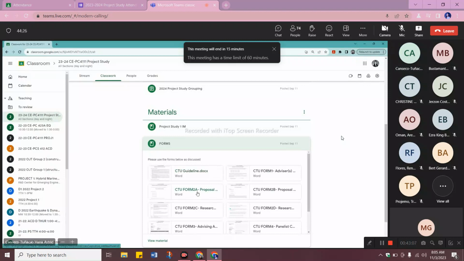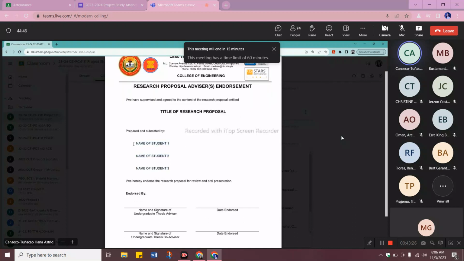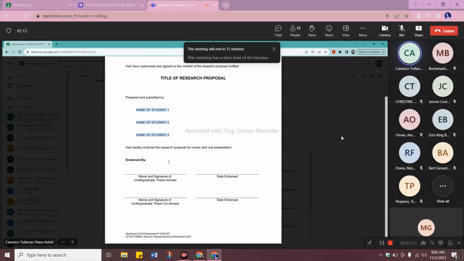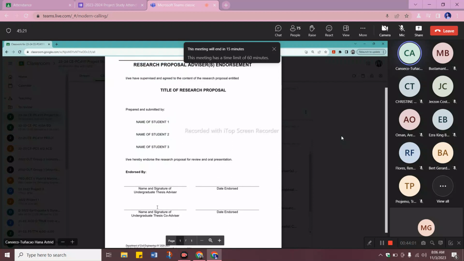Clear, ma'am. Okay. Let's have Form 2A. Form 2A is the endorsement. This is the first page of your proposal document. Here is the list of the students. The arrangement of the students shows who did the work, so the first student shall most likely be the lead, followed by the other two. Please take note that this shall not be alphabetical. This can be in the same sequence as Form 1. Then you have the signature and the date of endorsement of your advisor and co-advisor respectively.